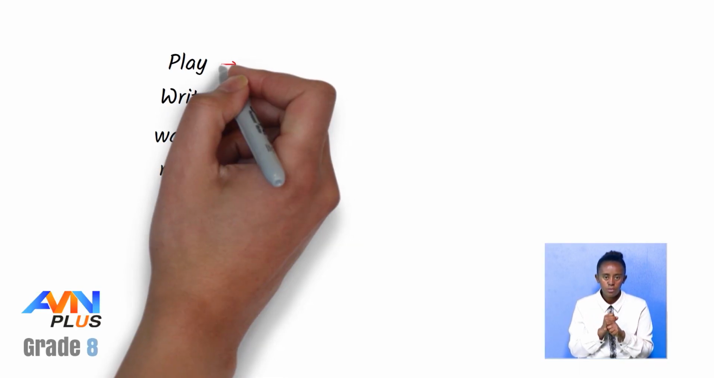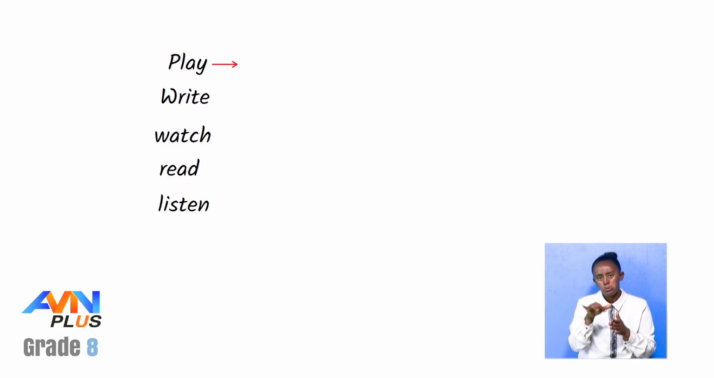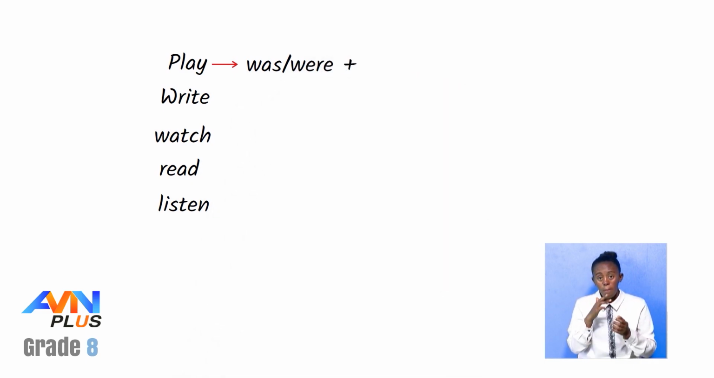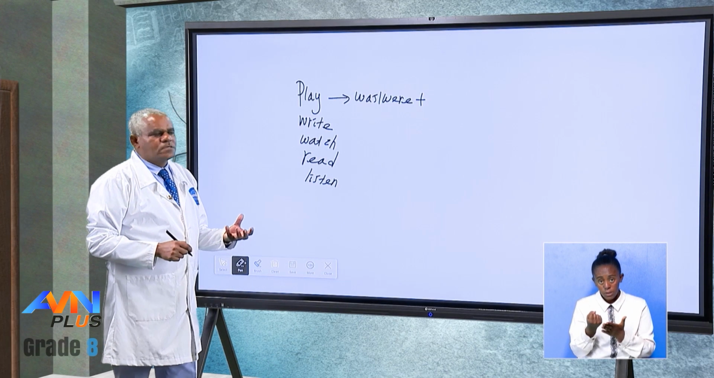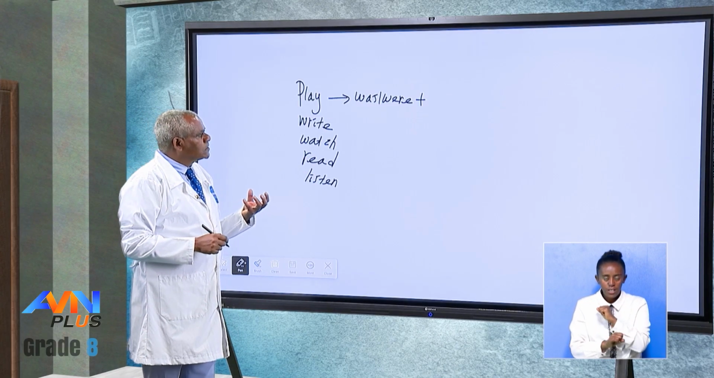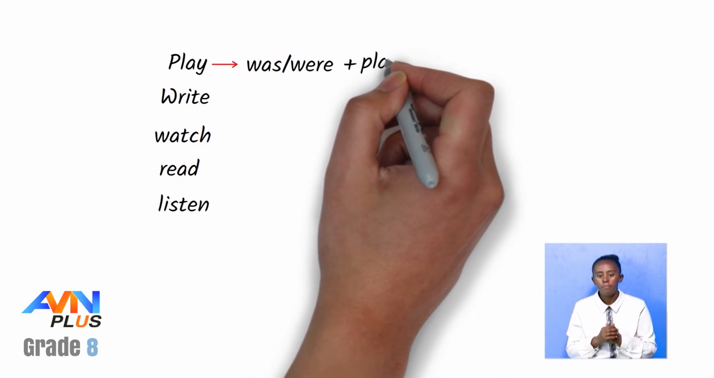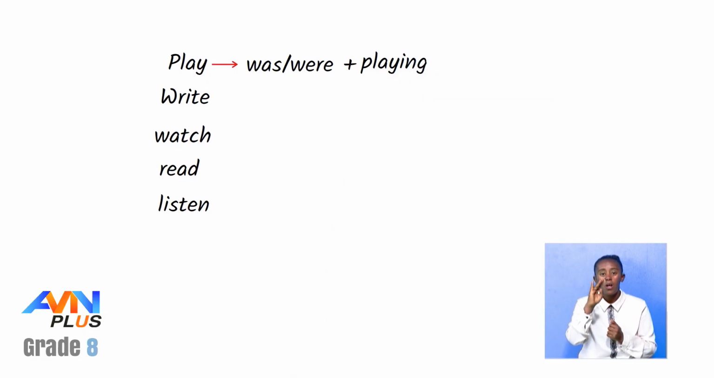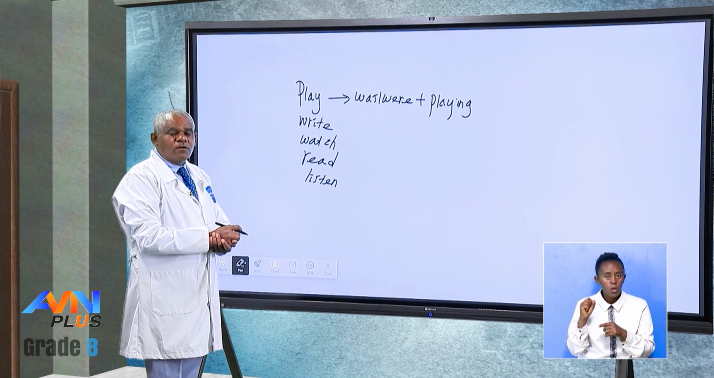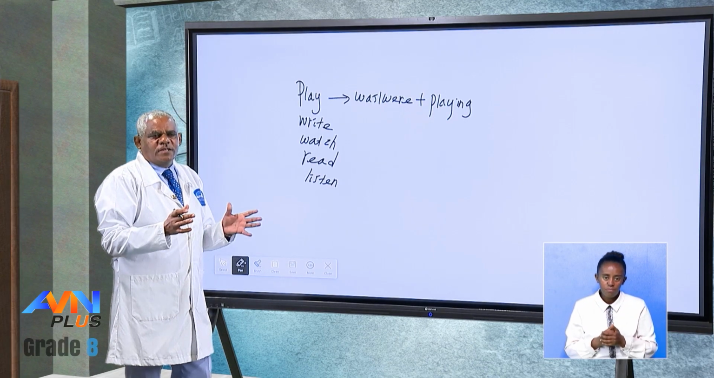In order to write these verbs into past continuous tense, was and were are common in both cases, because the subject determines the kind of sentence that we are forming. Therefore, was and were, and then playing. We add ing to play, so it becomes was playing and were playing. You are ready to form past continuous tense.